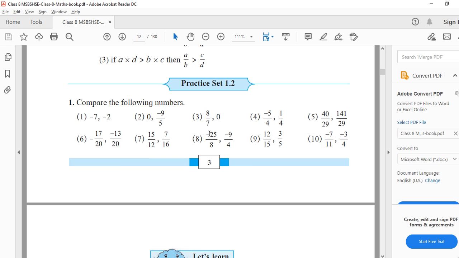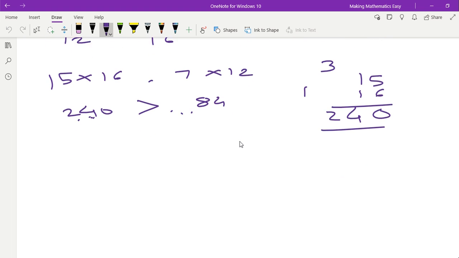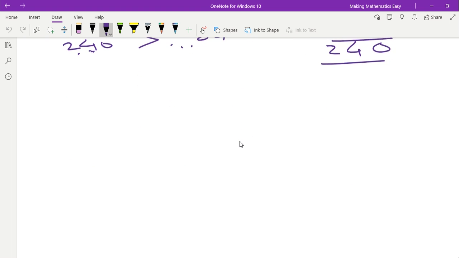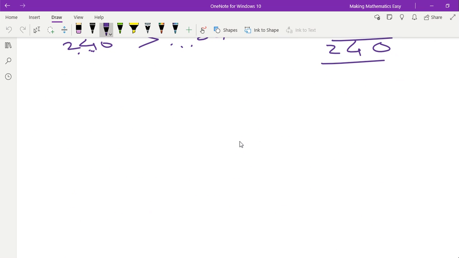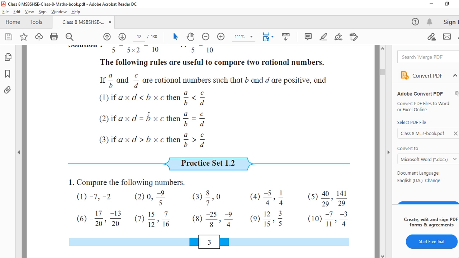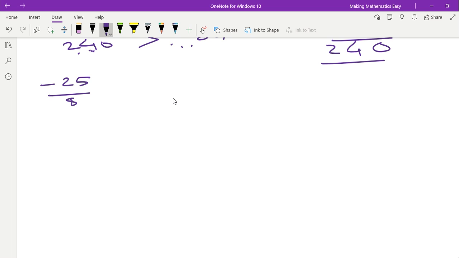Now let's complete sum number 8, which is minus 25 upon 8. This is also similar, you just need to compare the number. Minus 25 upon 8, and our second number is minus 9 upon 4. Same way 4 will go over here, so that will be 25 into 4, and this will be minus 9 into 8.